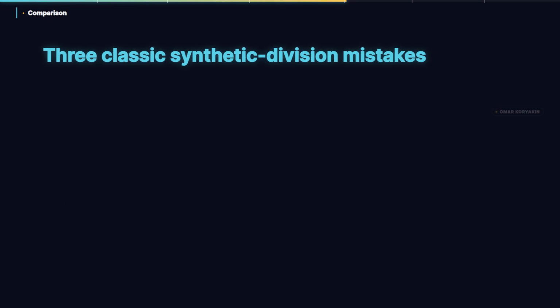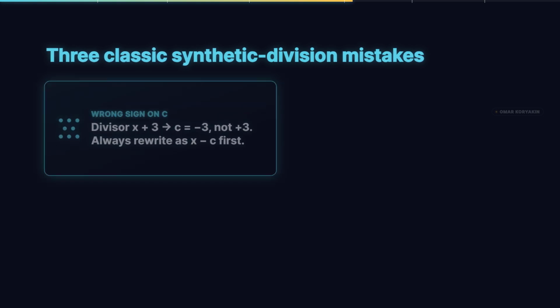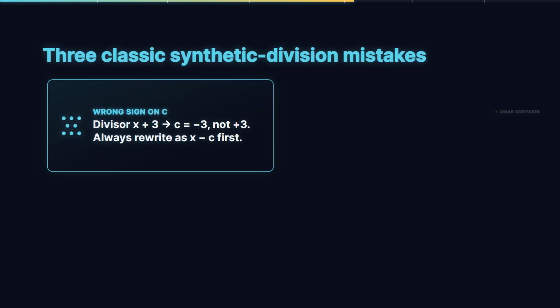Three mistakes that catch every algebra student during their first weeks of synthetic division work. Each one is fixable with a small explicit habit applied consistently on every problem from now on. First mistake, getting the sign of c wrong.